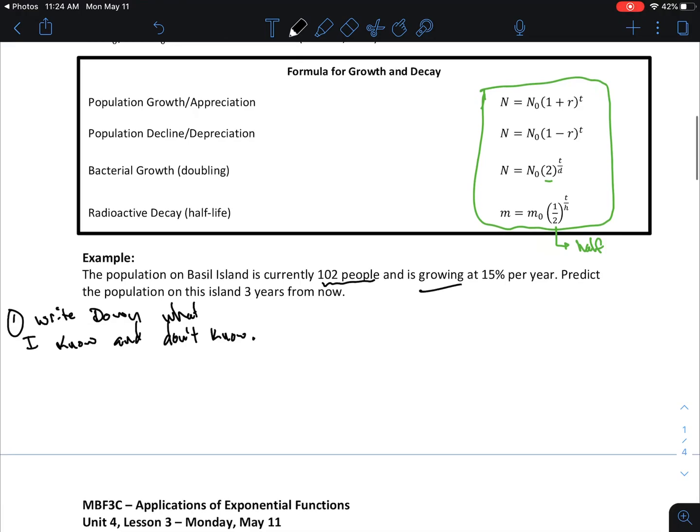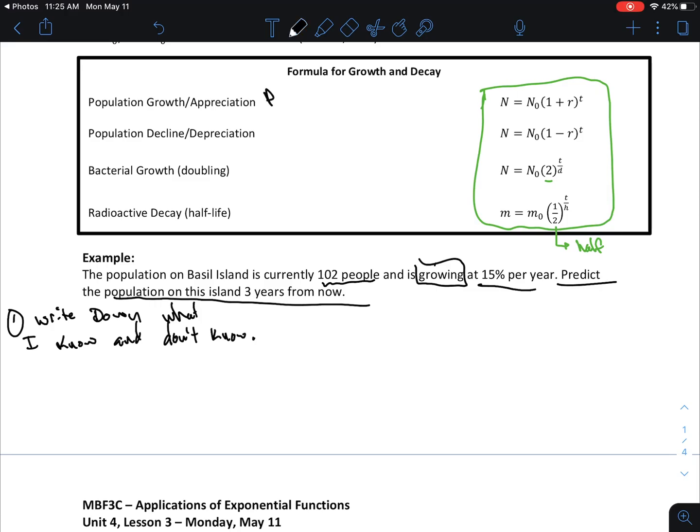Okay, and so I'm going to go through this list here, and I'm just going to read the question first of all, right? So the population of Basel Island is currently 102 people, okay, and it's growing. This is a key word, growing. You can hack up the questions however you see fit, right? It's growing at 15% per year, okay? My job, or your question, is to predict the population on this island after 3 years have gone by, okay?